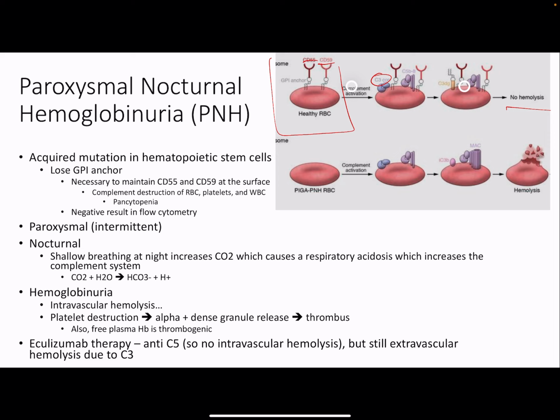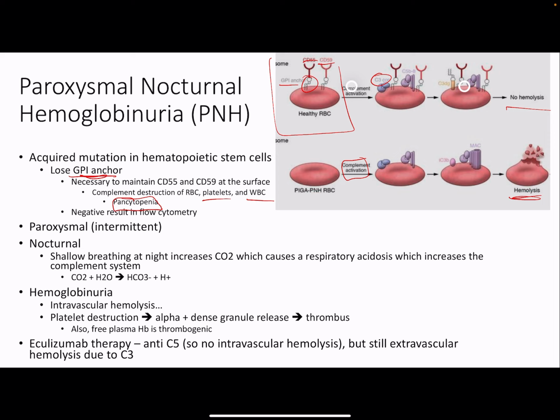But sometimes people, over the course of their life, acquire a mutation in the hematopoietic stem cells. Specifically the gene that codes for the GPI anchor, which is necessary to bind the protein to the membrane. And so if I don't have this, I lose these inhibitory complement proteins. And so then the complement goes nuts, complement activation, and they kill all of these red blood cells. It might also affect platelets and white blood cells too, so it actually might be a pancytopenia.